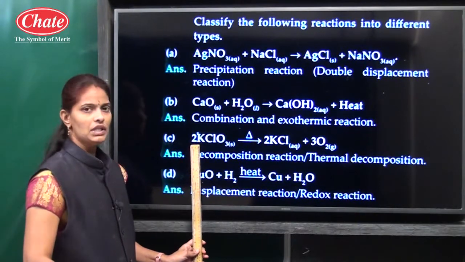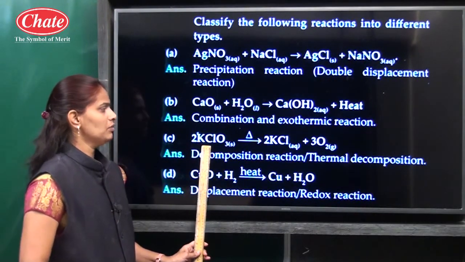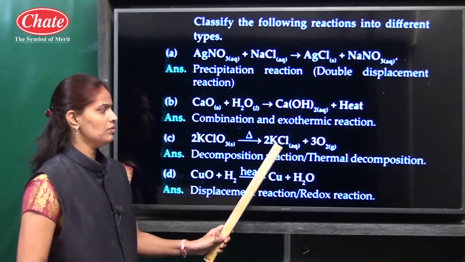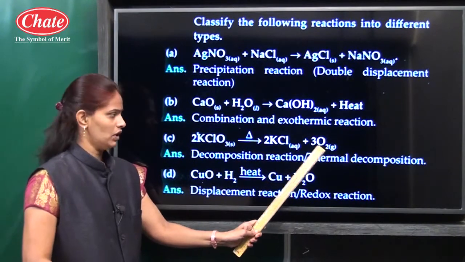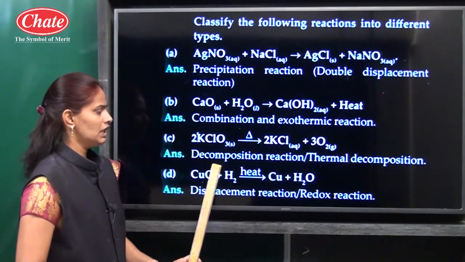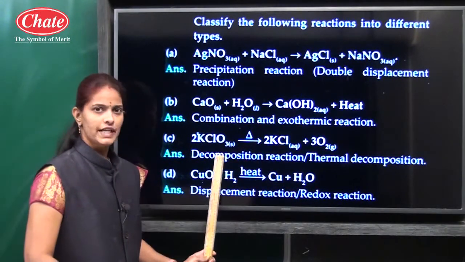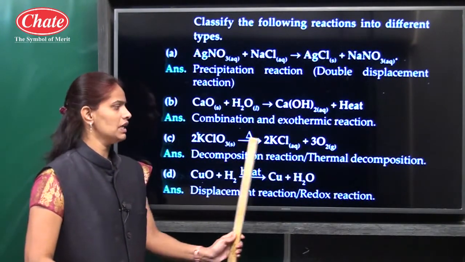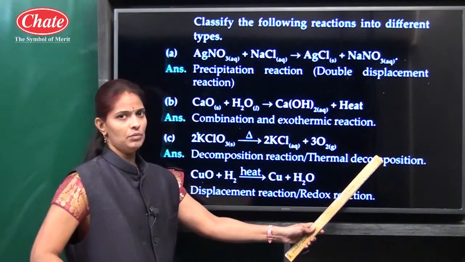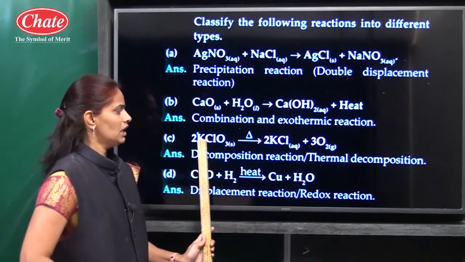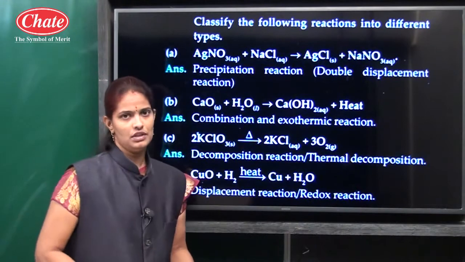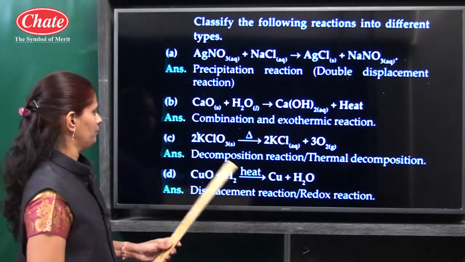Then the third chemical equation, here potassium chlorate gives potassium chloride along with water. So it is a decomposition reaction. A single reactant has broken down into two products, that is why it is a decomposition reaction, and a thermal decomposition also, because to decompose here we supply heat energy.